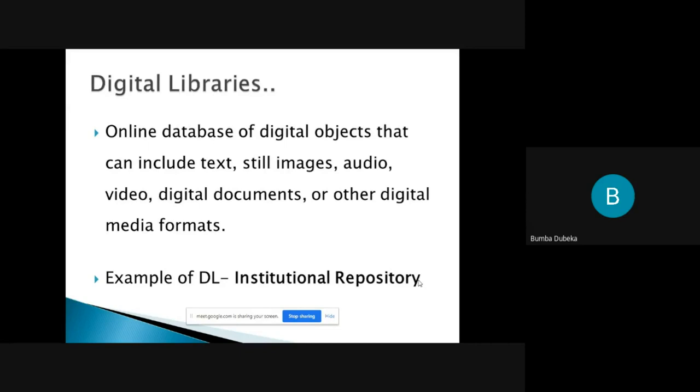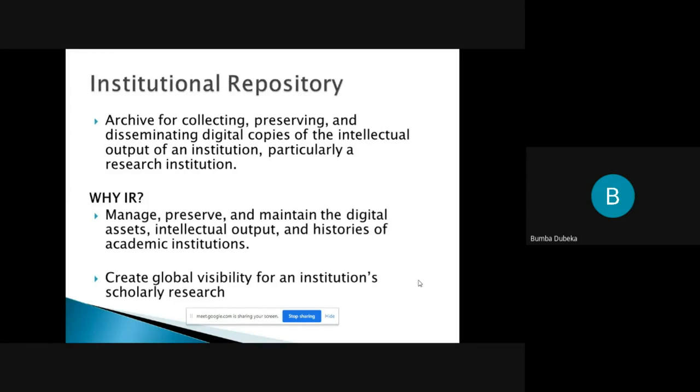And one may ask what a digital library is. We know that it's a database of digital objects that can include a lot of things like text, still images, audio, video, digital documents, or other digital formats. A typical example of a digital library, there are a lot of examples, but I chose the institutional repository as one of the examples. We might want a definition, so I thought we could have a brief definition of an institutional repository. In our case, it's an archive for collecting, preserving, and disseminating digital objects of intellectual output of an institution, in this case a research institution or a university.